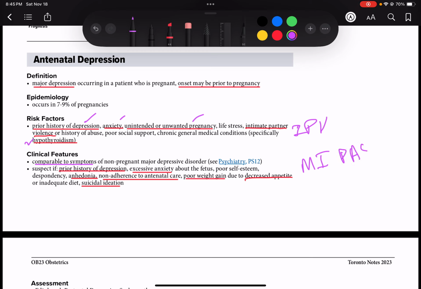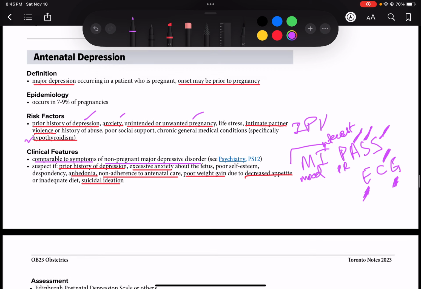So it is MI, PAS, ECG: mood, interest, psychomotor retardation. They're very slow in their activities. Appetite, sleep, suicidal ideation, energy, low concentration, and G was guilt, low guilt. So these are the things which happen in a non-pregnant major depressive disorder. And MI are the most important ones, mood and interest.